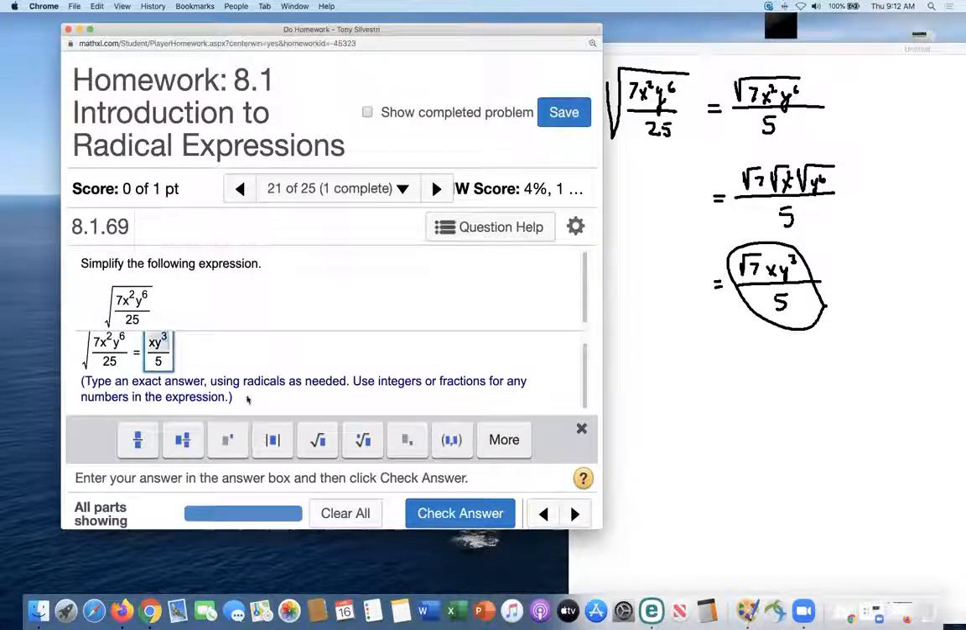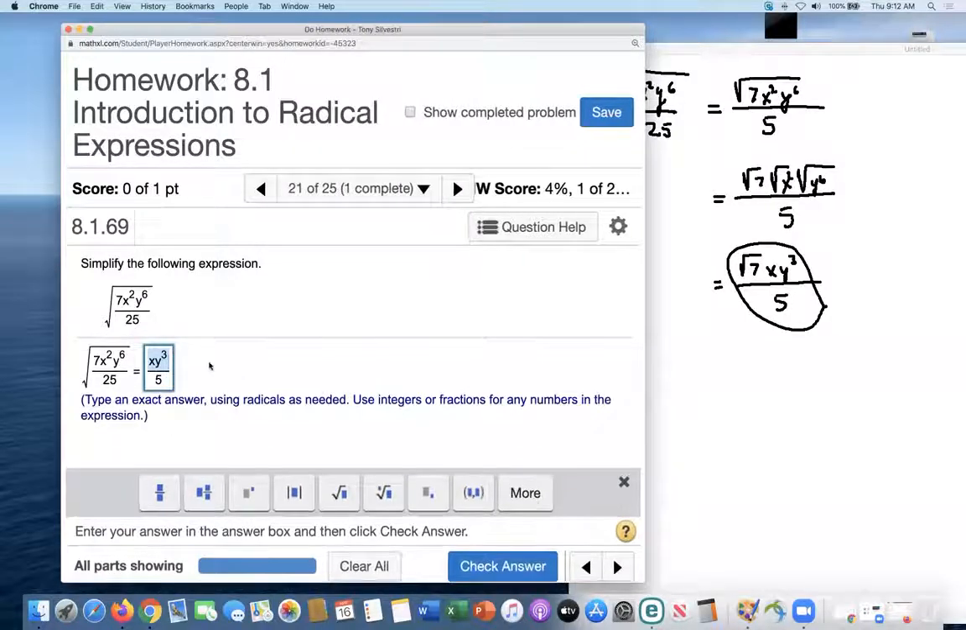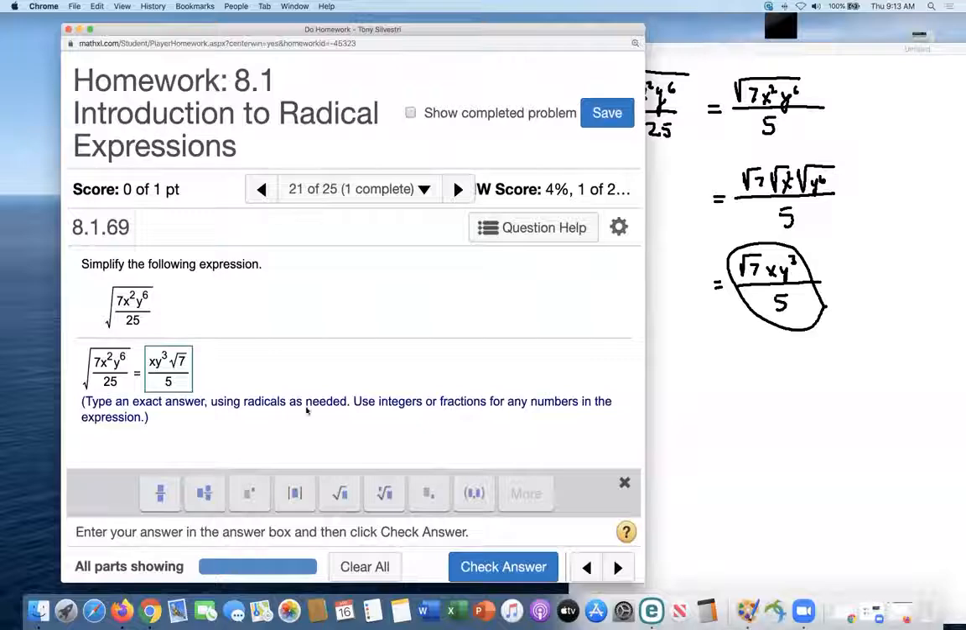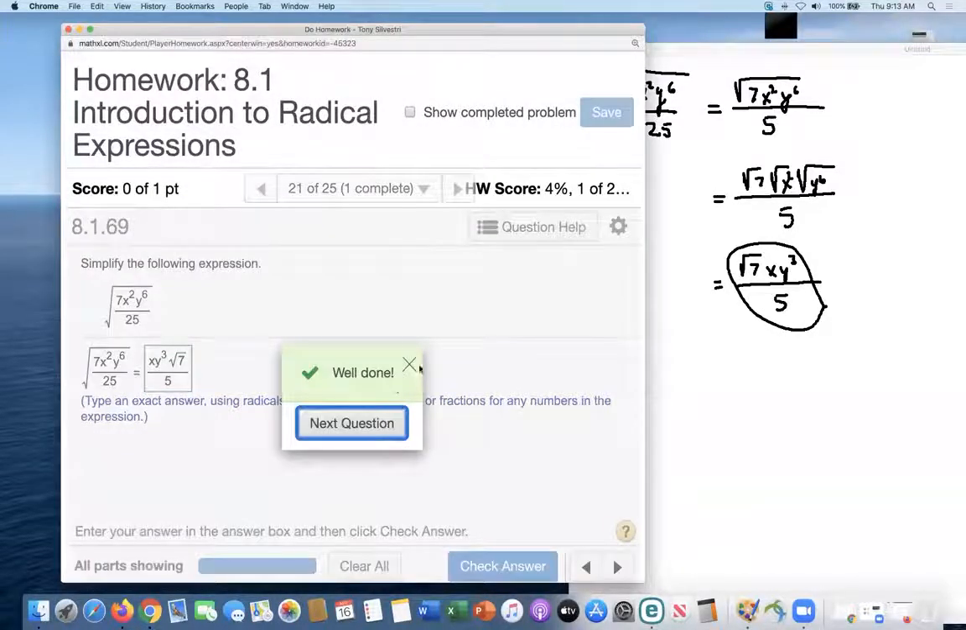Let's make this bigger. And where does the square root of 7 go? The square root of 7 goes at the end. That's going to make you go into the math parties. Okay, check your answer. Well done.